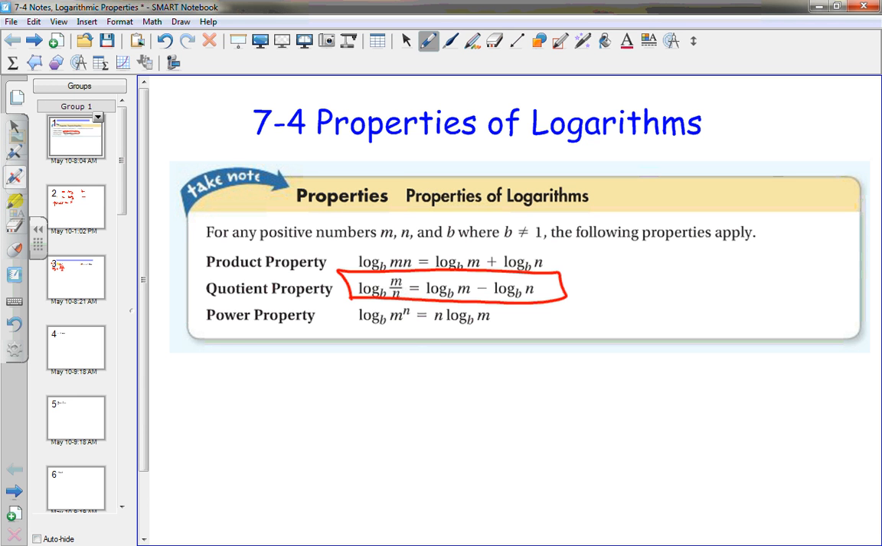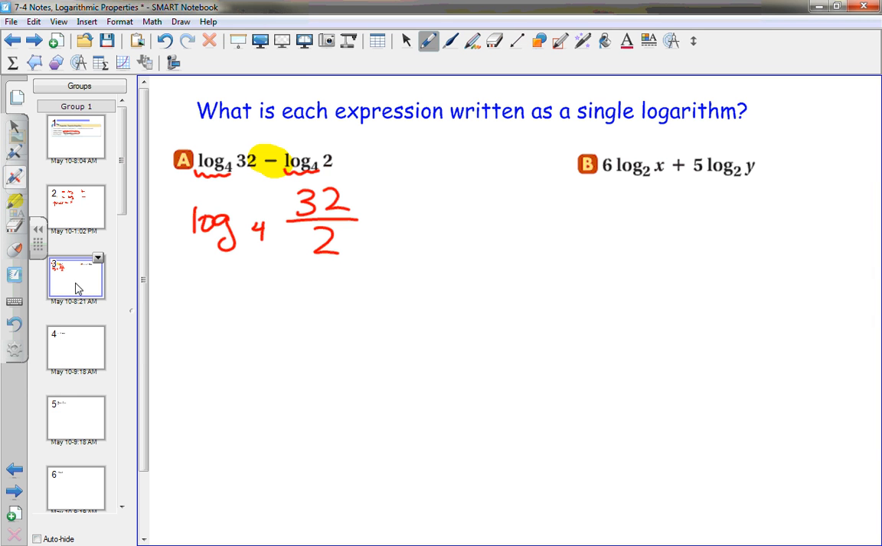See how it's log base 4 of 2? I can take the 32 and divide it by 2. So what's 32 divided by 2? 16. Now my question to you is can I solve this?